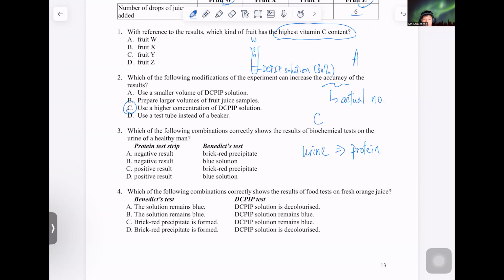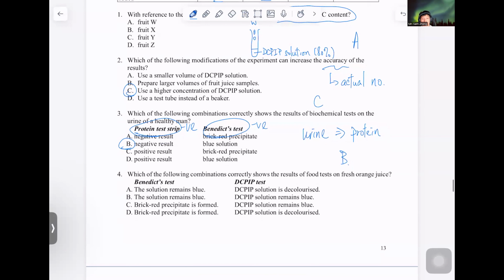And apart from that, a healthy person should not have any sugar inside the urine. So it should not contain any glucose or any maltose. Therefore, the Benedict test should also remain a negative result. So the answer here should be B. And we move on to question number 4.